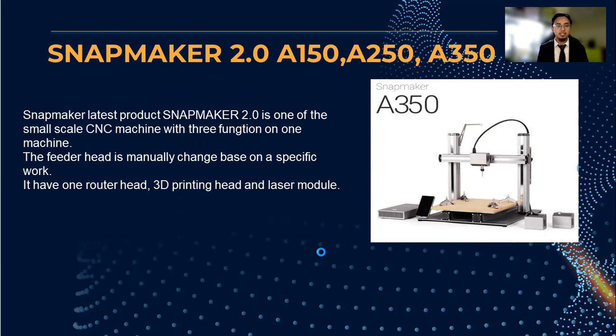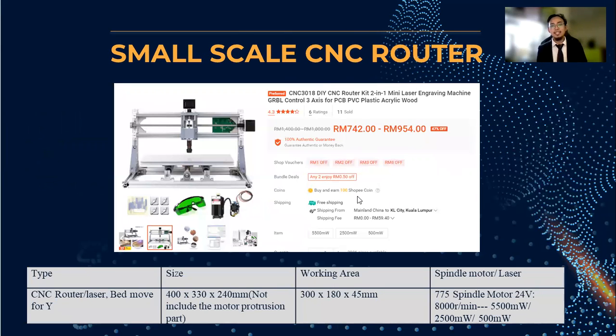Okay, next. After this I will show what types of machines are in the market. So this is a Shopee market. This is only a small-scale CNC router in this machine, but it has a laser too. But same as the SnapMaker, it can be operated one at a time only.